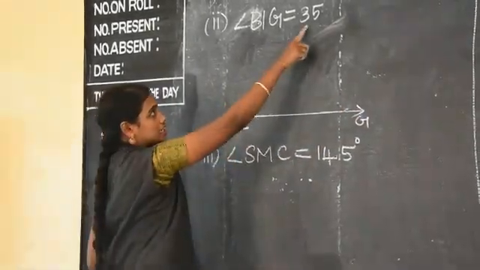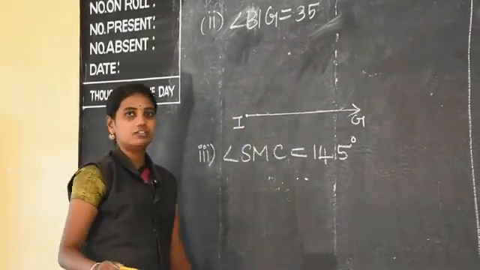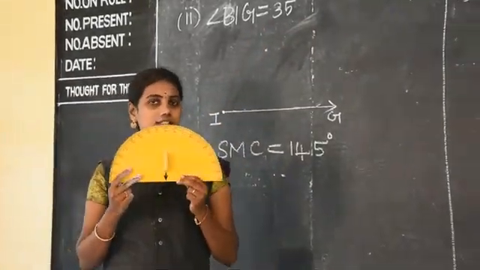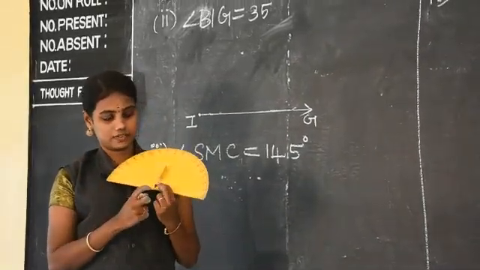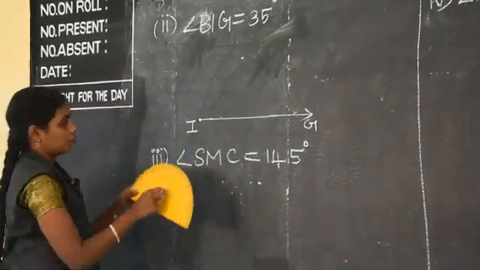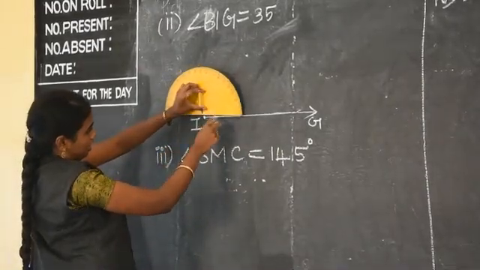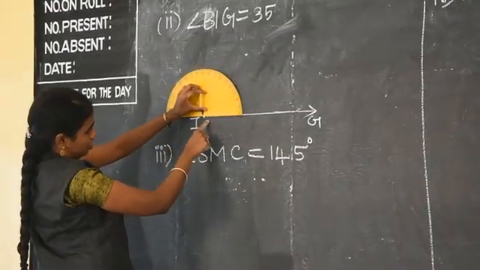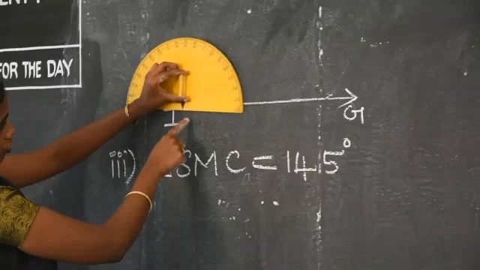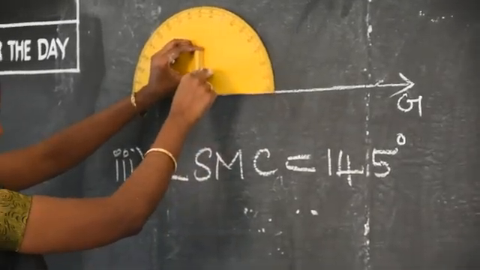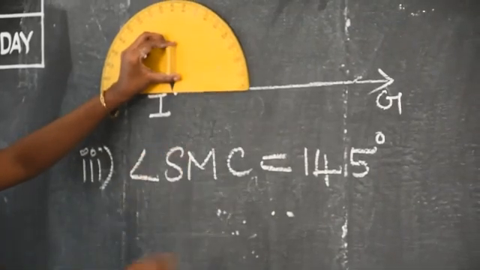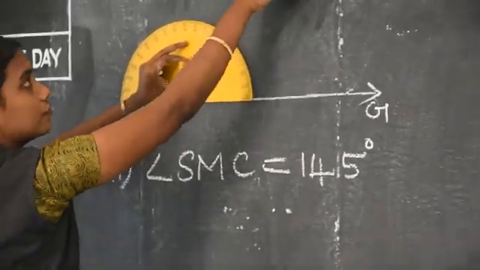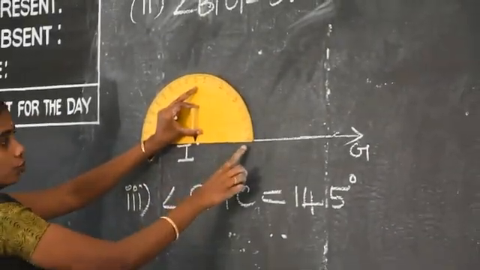The angle is 35 degree. Now take your protractor. This is your protractor. I told before even, center is very important. So now I am going to place the protractor at I. So now I fixed properly. Don't fix like this. Fix it properly. Center and a point. Okay, now angle is 35 degree from 0.